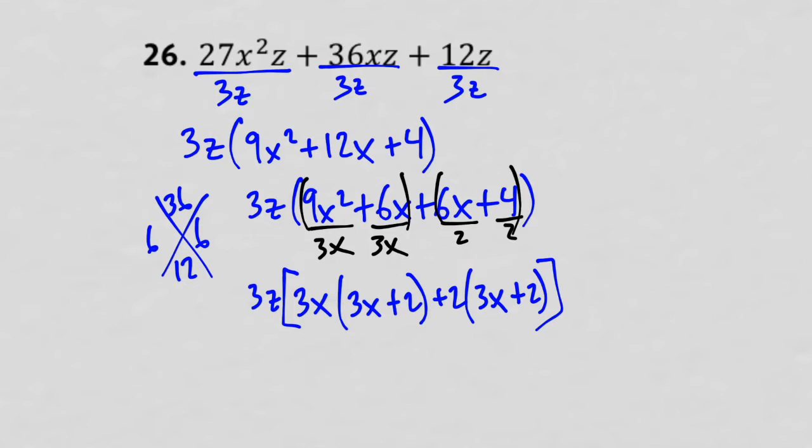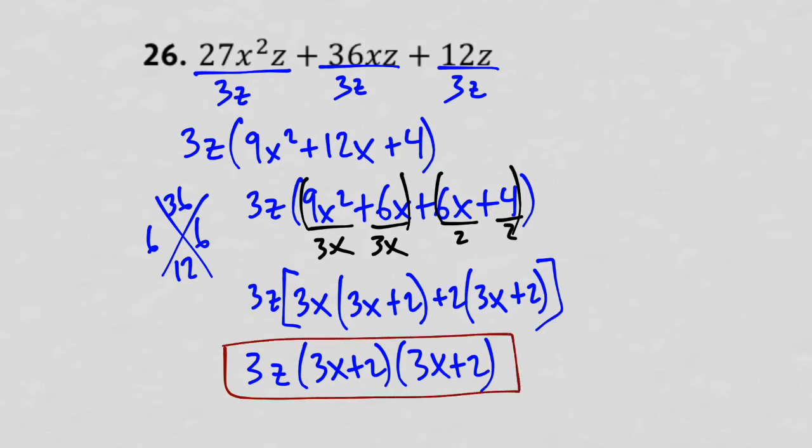And now I see that it's 3x plus 2 and 3x plus 2. So what I have is 3x plus 2 and 3x plus 2. And let's not forget this 3z that's in front. And that is your final answer.